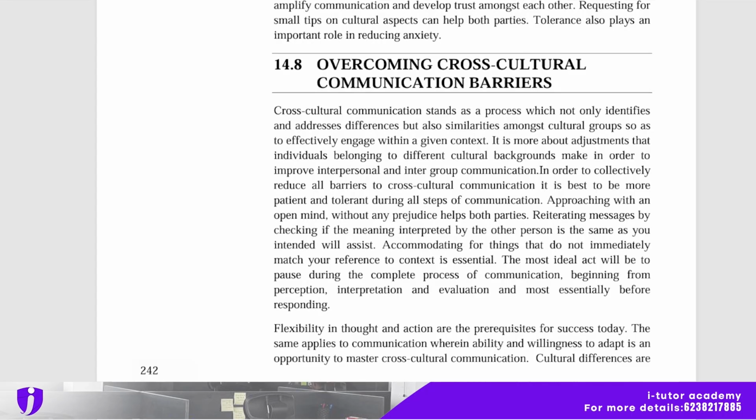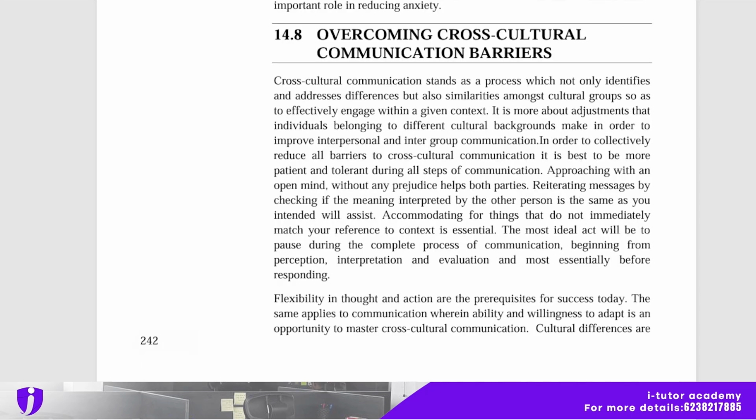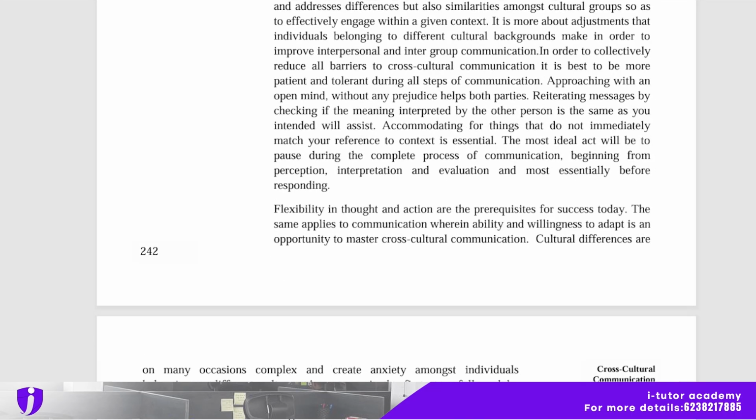It is more about adjustments that individuals belonging to different cultural backgrounds make in order to improve interpersonal and intergroup communication. In order to collectively reduce all barriers to cross-cultural communication, it is best to be more patient and tolerant during all steps of communication. Flexibility in thought and action is the prerequisite for success today. The same applies to communication, wherein the ability and willingness to adapt is an opportunity to master cross-cultural communication.